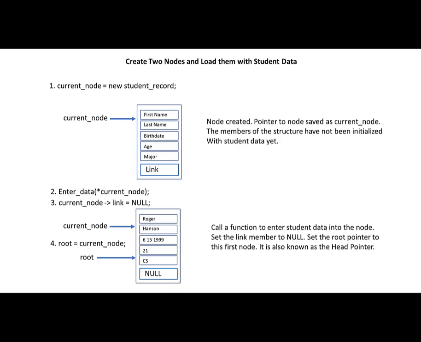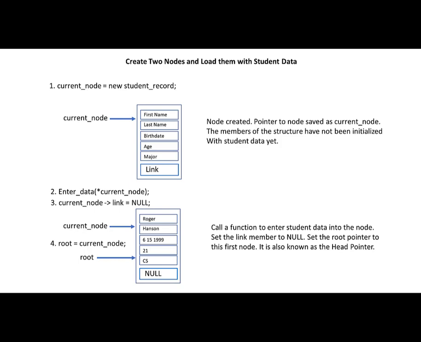The current node equals new student record created a new node, and the current node points to that node. And here you can see that we created the space, but we didn't initialize this to anything. Then we had the enter data to the current node. We called the function to do that. And the function prompted us to type in the name and the date of birth, the age, the major, but we didn't do anything for null.